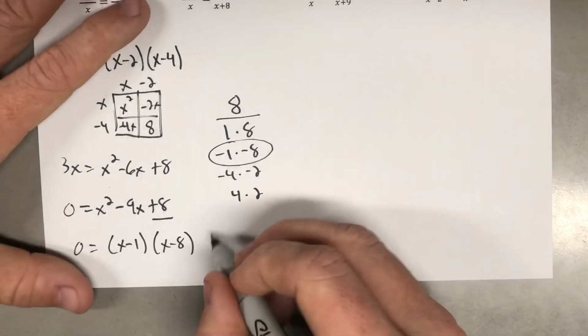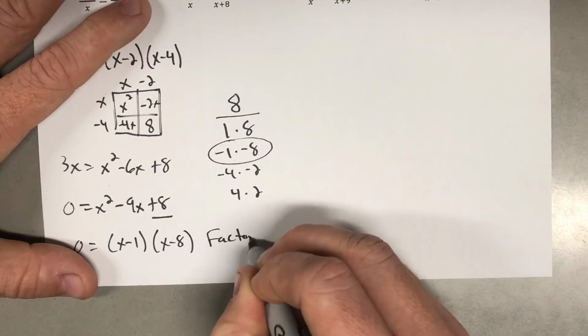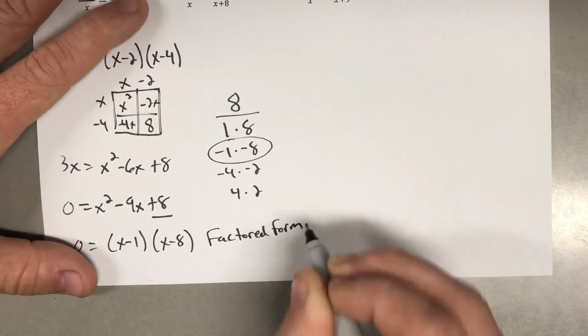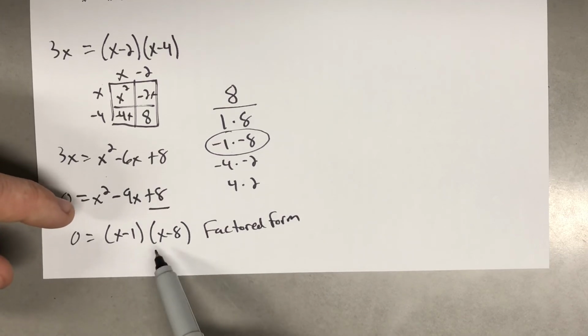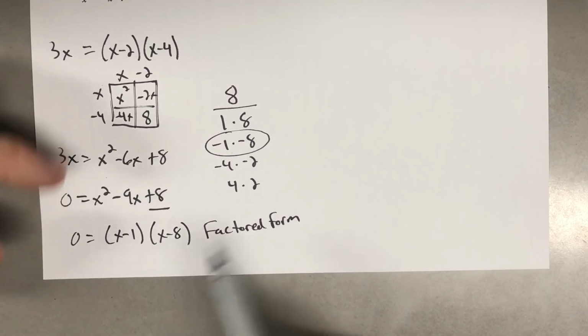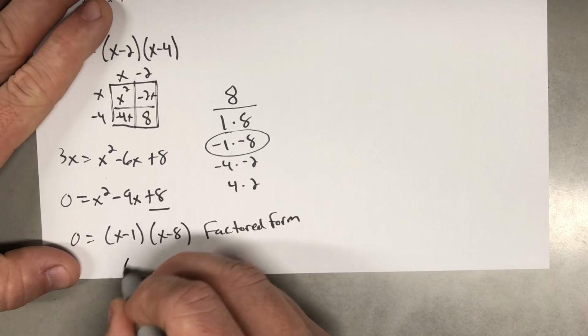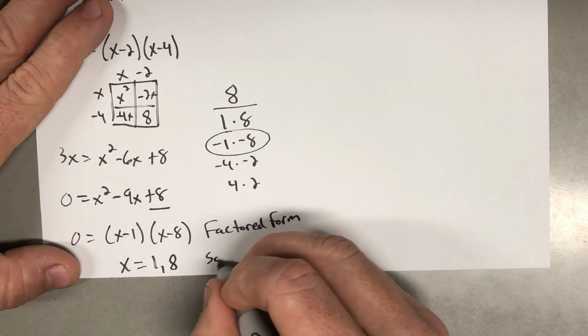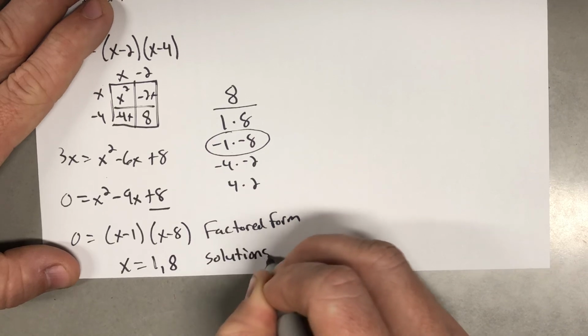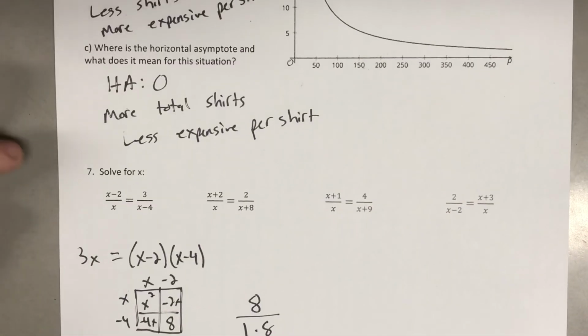But remember, this is factored form. This is not your solution. Okay, so when we talked about this factored form, if I say factor, this is what I want. If I want you to solve, or the solutions, you just take the opposite of it. So x actually equals 1 and 8. Those are your solutions. And the reason we want our solutions is because they told us to solve.